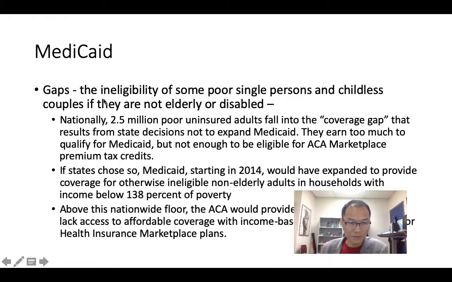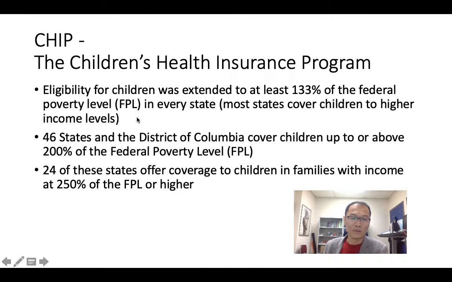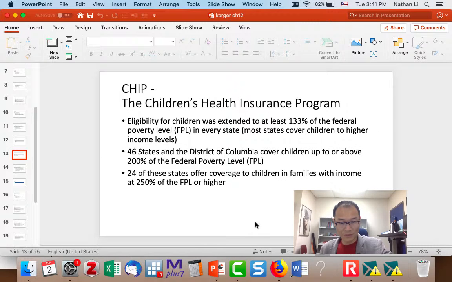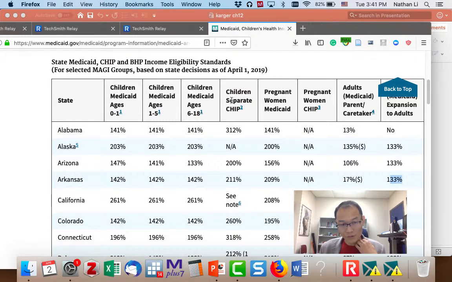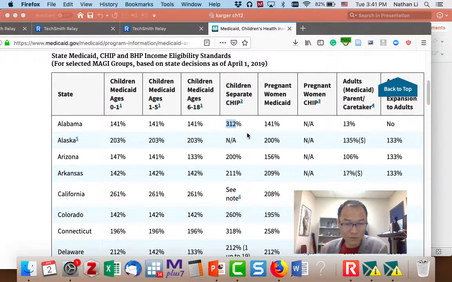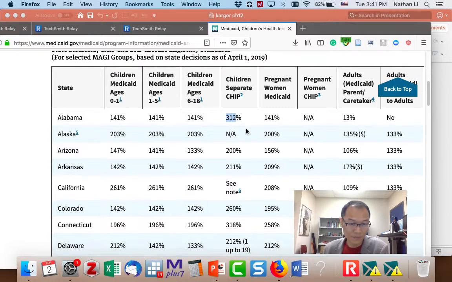Okay, did we talk about CHIP? Yeah. CHIP is the Children's Health Insurance Program. And like I said, 133% is the least. So if we go back to that link again, children Medicaid, children separate CHIP. If you look here, for CHIP, the federal government required 133%, right? Alabama actually has pretty good coverage for children. It covers up to 312% for children.